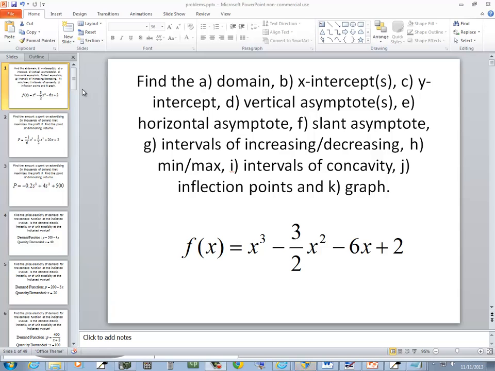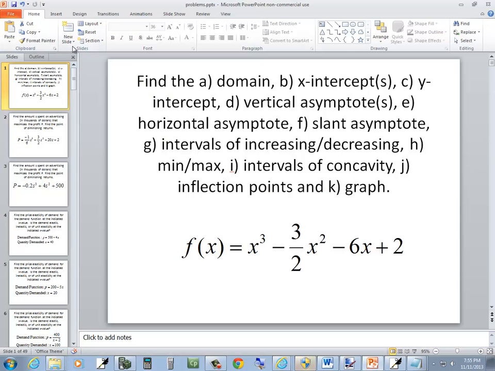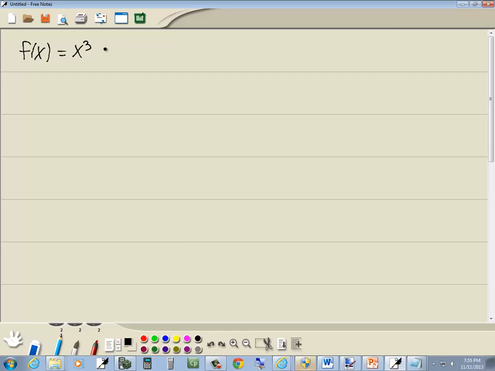Let's take a look at this problem. We've got f of x is equal to x to the third minus 3/2 x squared minus 6x plus 2. Now the first thing they're asking us to find is the domain. Well, it's a polynomial, so the domain is negative infinity to positive infinity.